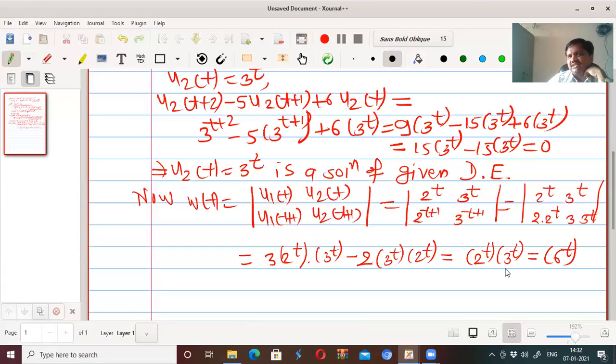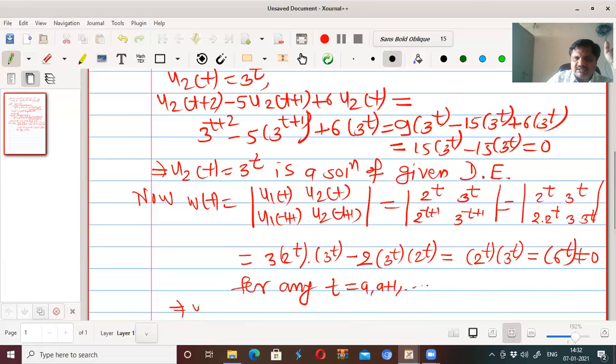2 threes are 6. And this is never equal to 0 for any t, where t is a plus 1 and so on. There is no t where 6 to the power t equals 0, and therefore this is non-zero. So the Casoratian of these two solutions is non-zero.